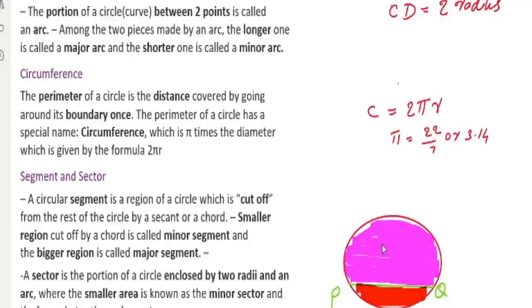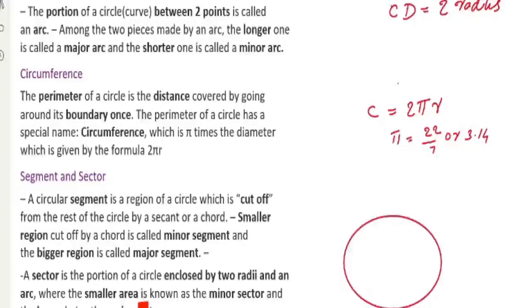So this is about the segment of a circle. That means a secant or a chord divides the circle into two parts that we call segments of the circle. The bigger one we call major segment and the smaller one we call minor segment. Now the next one, a sector. A sector is a portion of a circle enclosed by two radii and an arc, where the smaller area is known as the minor sector and the larger being the major sector.